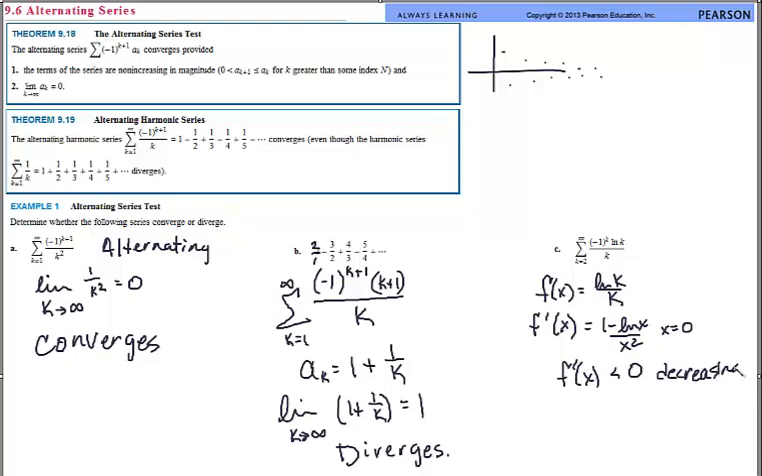And if this is decreasing, then all I need to show is that the limit as k goes to infinity of natural log of k over k equals 0, which of course it does, that means this thing converges.